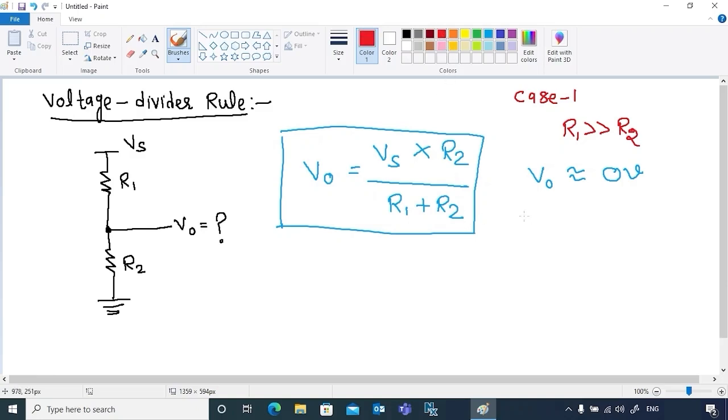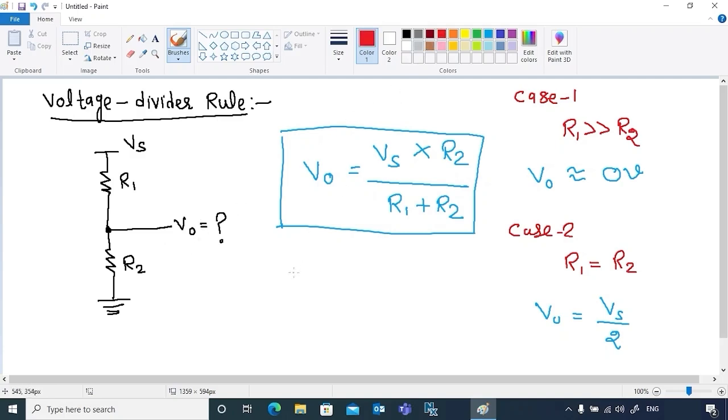And now there is case 2, when R1 is equal to R2. In this case VO is equal to VS by 2, because if we put R1 here, the two R1 will cancel out, so VS by 2, half voltage. Like if R1 is 1 kilo ohm, R2 is 1 kilo ohm and VS is 5 volt, you will get 2.5 volt.